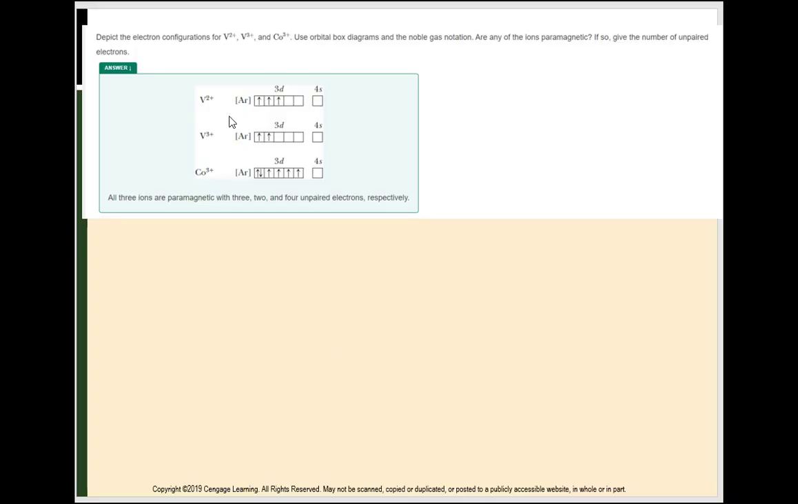Let's look at an example where we are drawing these orbital box diagrams and looking at the ions that they form and whether or not they are paramagnetic or diamagnetic. Looking at this, we want to look at the electron configurations for vanadium 2+, 3+, and then cobalt 3+. So let's look at V.